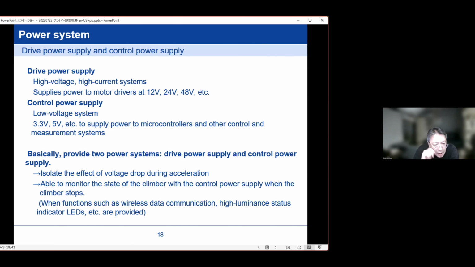So when you accelerate, a voltage drop occurs, and the control computer may drop, or if the battery drops, even if the drive battery drops, as long as the control battery is still alive, it is possible to understand what the situation is. So we have separated them into two, and these are the types of batteries.